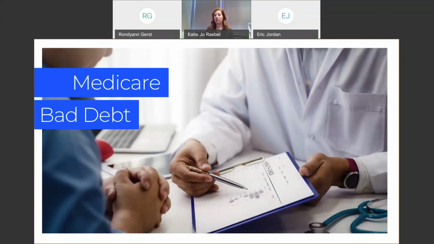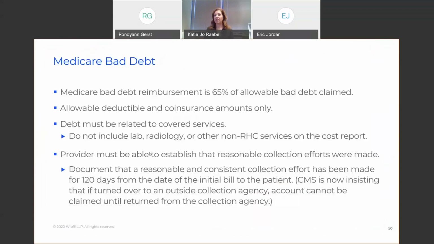So we have component 2 of the cost report. Component 3 is our Medicare bad debt. So one of the benefits of the Medicare program is we get to claim Medicare bad debt on our cost report, and we get paid 65 cents on the dollar for unreimbursed deductibles and coinsurance. We have to make sure that this bad debt is only related to covered services for RHC services. So this isn't going to include amounts that were billed to Part B. This is only for our Part A rural health clinic services.